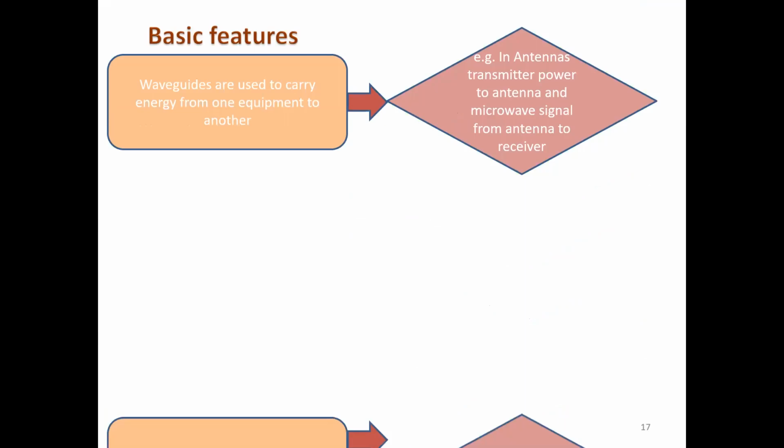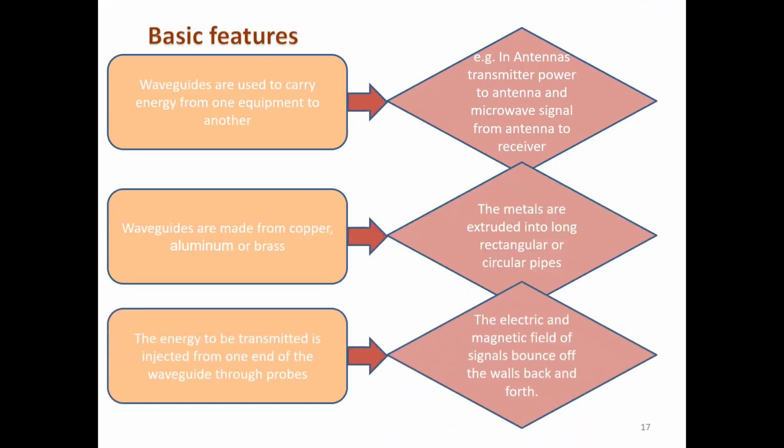So some basic features of the waveguide. Waveguides are used to carry energy from one equipment to another. Like in antennas, transmitter power to antenna and microwave signal from antenna to receiver. In this case, we use the waveguide. Transmitter power to antenna and the microwave signal from antenna to receiver. We'll see this later. Okay.